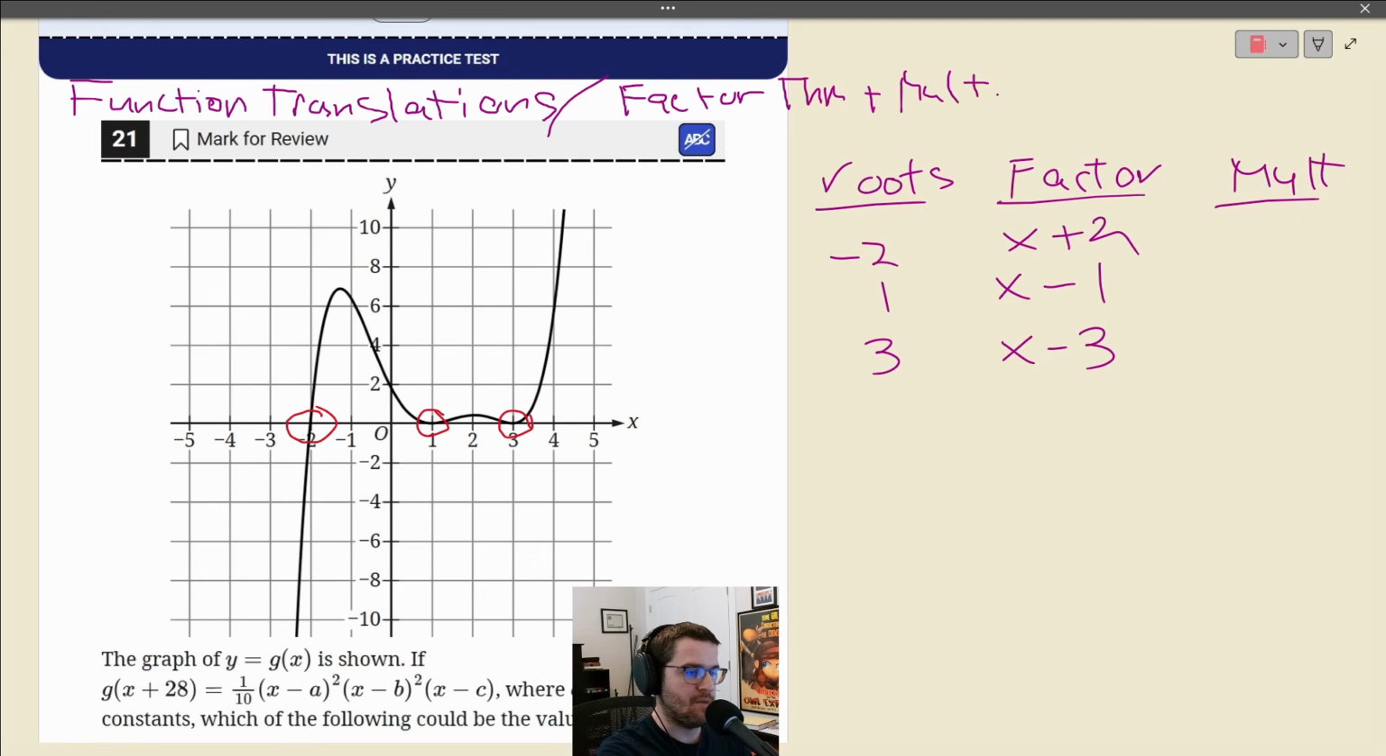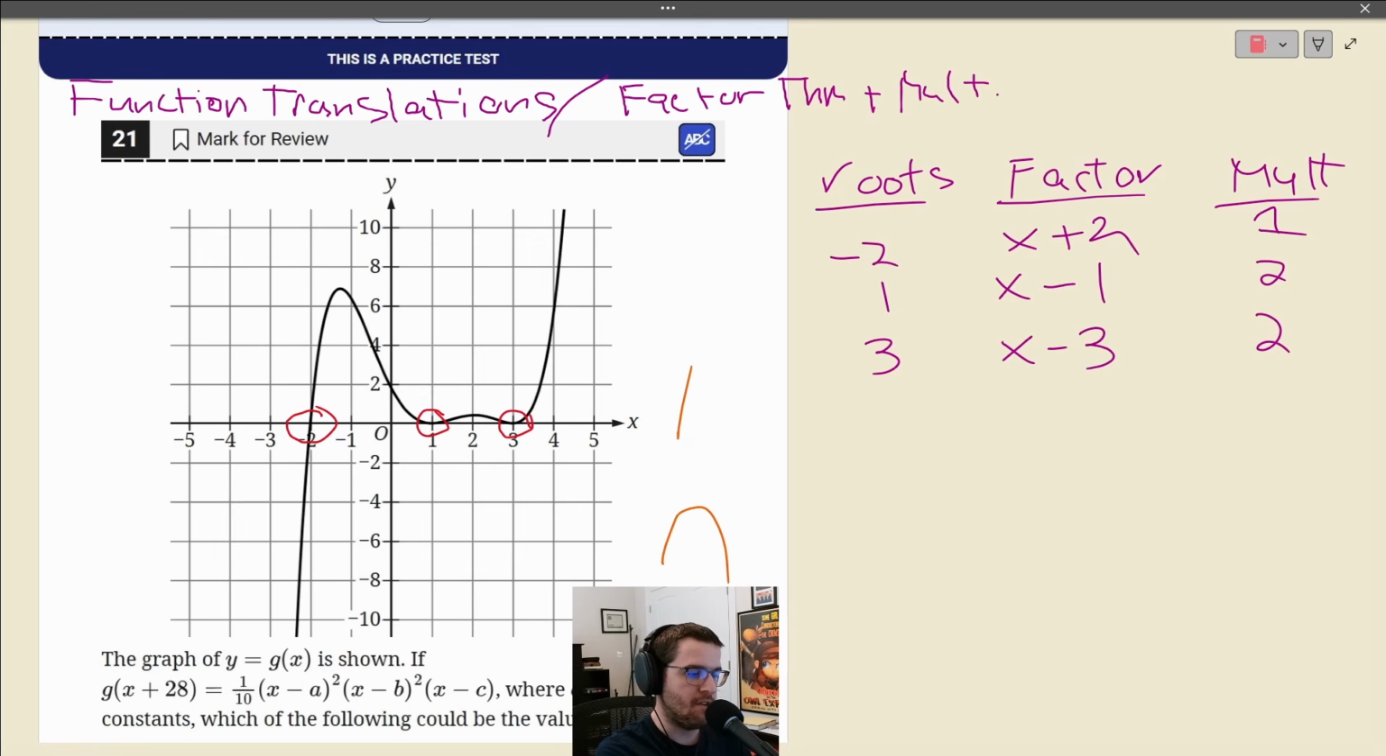And now we find the multiplicity. Well, a multiplicity of 1 is like a straight line through the x-axis. And then if it turns around, that's a multiplicity of 2. So you can see the first one here, it goes straight through, kind of like a straight line. So that has a multiplicity of 1. And then both of these guys turn around, so they each have a multiplicity of 2.